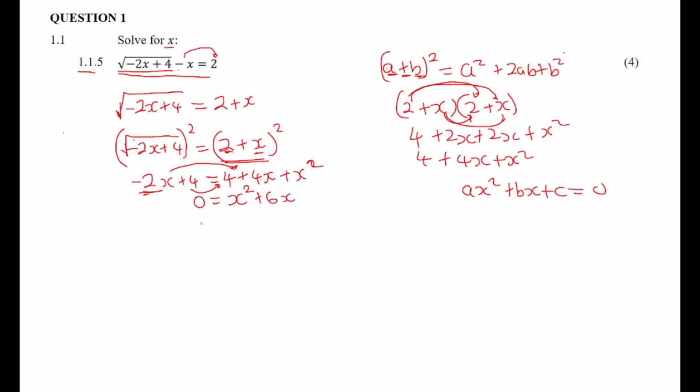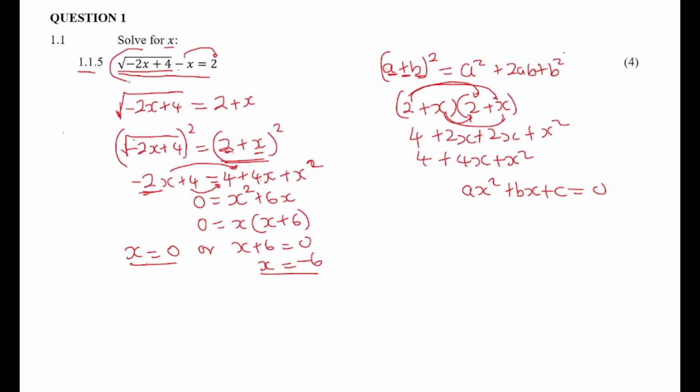And then we can factorize here. So 0 is equal to x outside, and then x plus 6. So meaning that x is equal to 0, or x plus 6 is equal to 0, giving us x is equal to negative 6. Now, the last part for surd equations, you have to check if your answers are applicable.